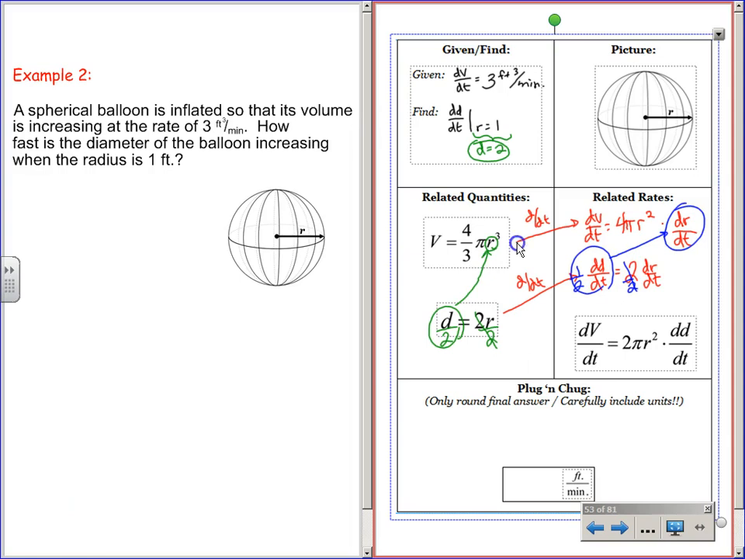To get your final answer, you would plug and chug. And to plug and chug, we know 3 dv dt is equal to 2 pi r squared, which is 1 squared, times dh dt. If you had put in all your units, feet cubed divided by feet squared would end up with a foot per minute, or feet per minute. And you would end up with 3 over 2 pi. Does it make sense? Now that's fun.